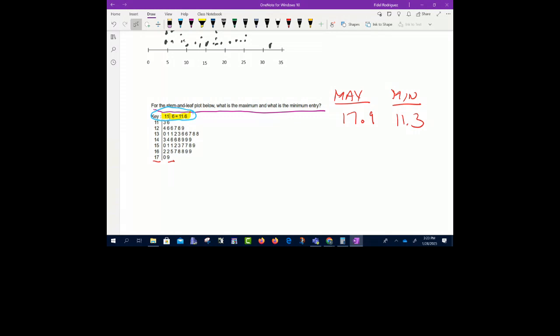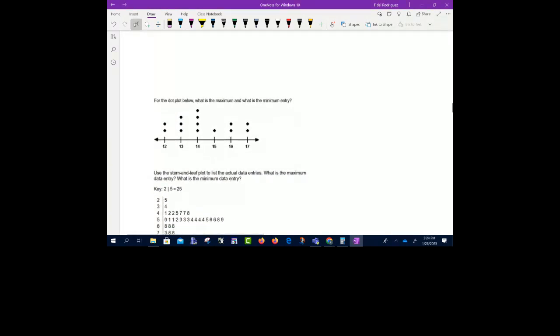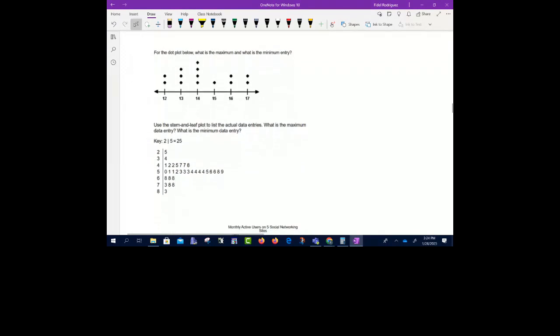Okay. Let me keep scrolling down. Okay. And for this next one here, it says, look, for the dot plot, what is the maximum and the minimum entry? Let's do the same thing. Let's find the biggest number and let's find the smallest number. What does it look like the biggest number is?